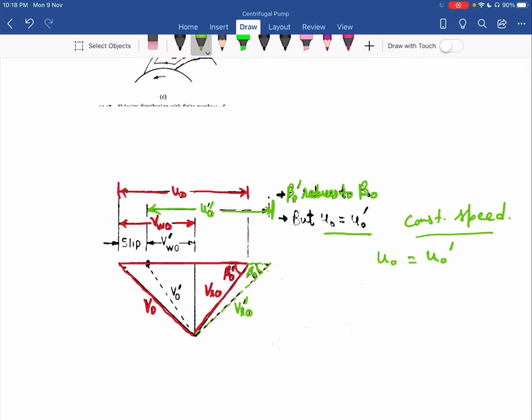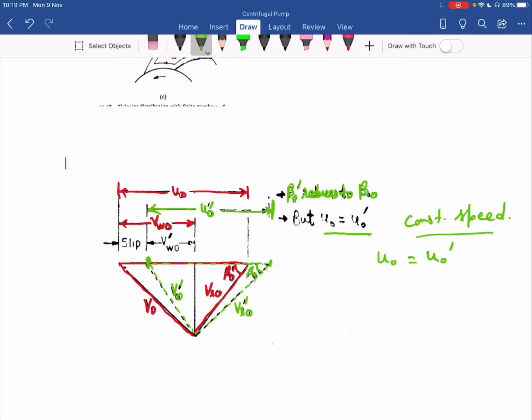So this is my UO dash. Now UO dash is equal to UO. So from here I cut this line equal to UO for constant speed. So then this is my new VO. That becomes VO dash. So my green triangle is for a finite number of vanes with new beta O dash.